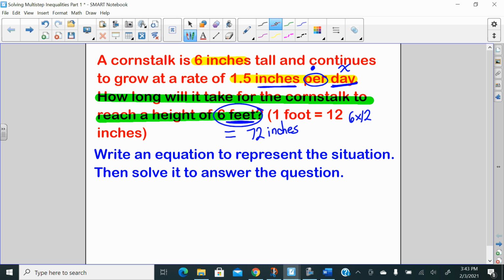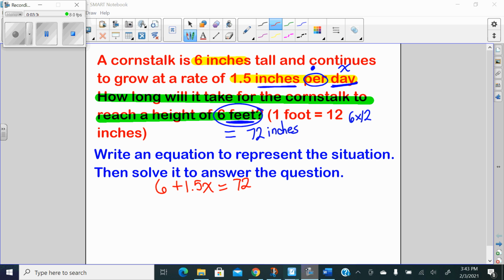So, after all that, what's my equation? Well, it's the 6 inches I already had sticking out of the ground plus 1.5 times the number of days, let's make that our x, equals 72 inches. Now here's what I want you to do. I want you to go ahead and hit pause and solve that equation if that's not the equation you had on your paper before. I'm going to hit pause too.